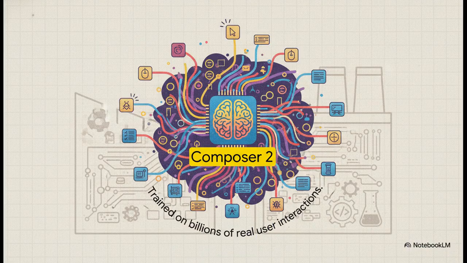So meet Composer 2. This is Anysphere's very first in-house AI model. And this isn't your average general-purpose AI. No, this is a highly specialized tool, built from the ground up and trained on billions of real-world coding interactions inside Cursor, all to master the art of agentic software engineering.